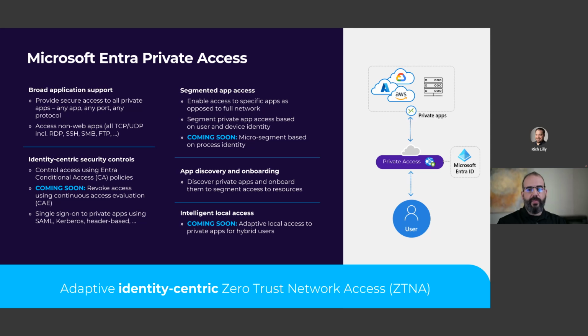We have broad application support within Private Access. This means we can secure any application or service that we need to. This includes any on-premises private applications using any port, any protocol. That includes RDP, SSH, SMB file shares, FTP, printers, private web services, even non-web apps, anything based around TCP or UDP protocols. With this, we also can add enhanced identity-centric controls. This means we can provide unique security controls by placing the identity security at the center of the policy. So based on who you are, what you get access to.